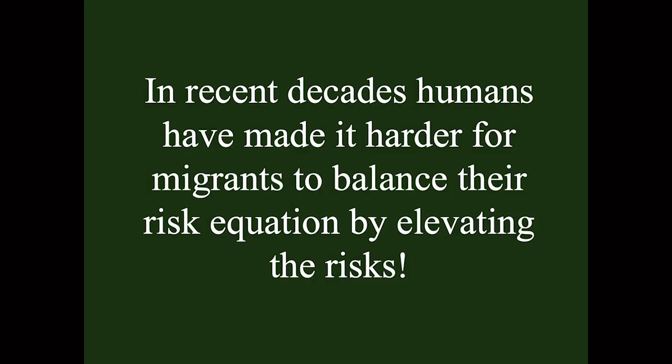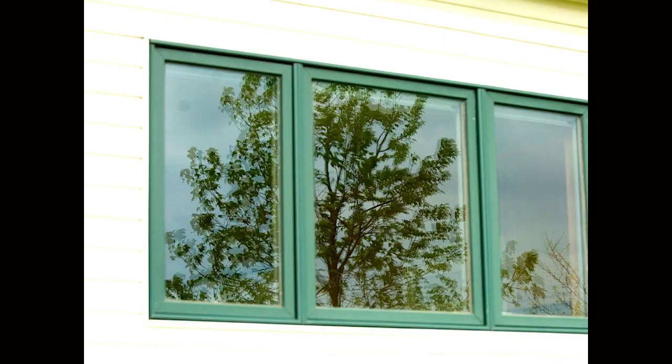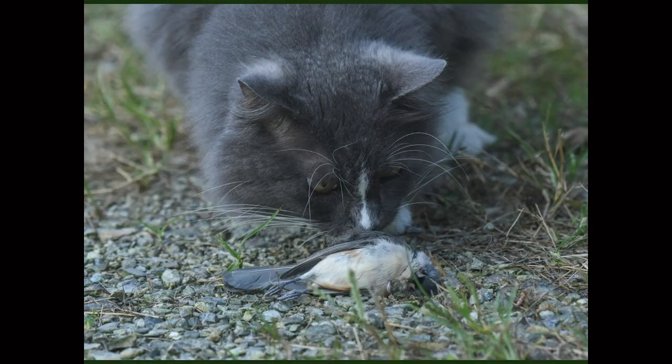Now, we keep upping the costs of migration by throwing up barriers for migrants, and we've done a lot of that in recent decades. Window strikes, for example. There was an article, again, New York Times this morning about window strikes. 1 billion birds a year killed by window strikes. Cats, of course, you've heard about cats. 2 to 3 billion birds killed by house cats every year. So now we're up to 3 billion birds lost. That's about a third of the total North American bird population lost just to those two causes right there.